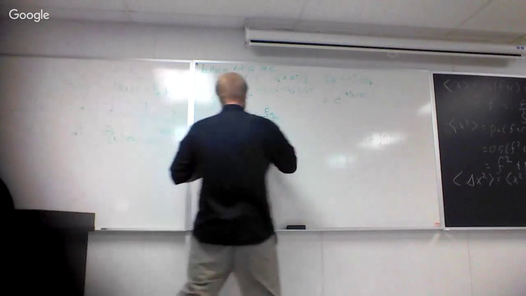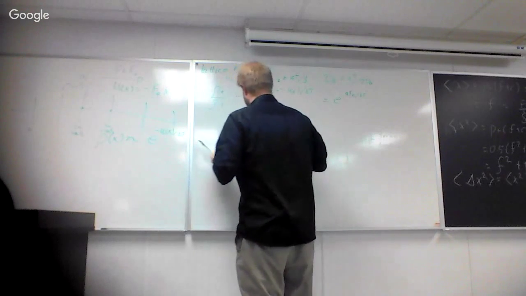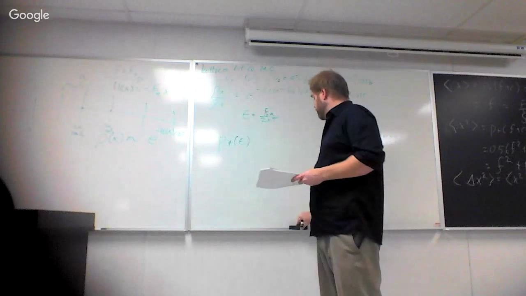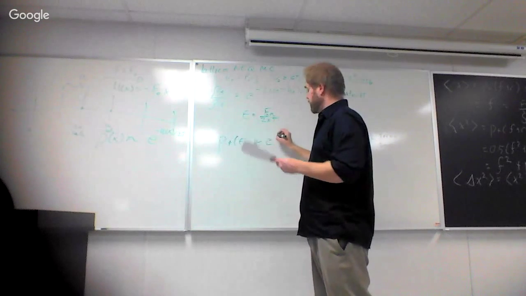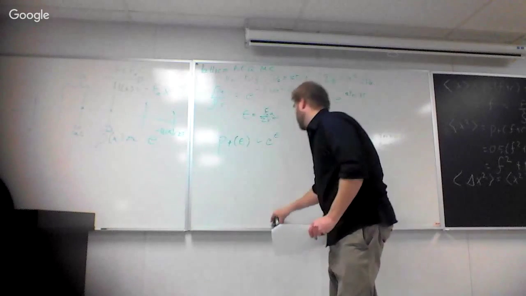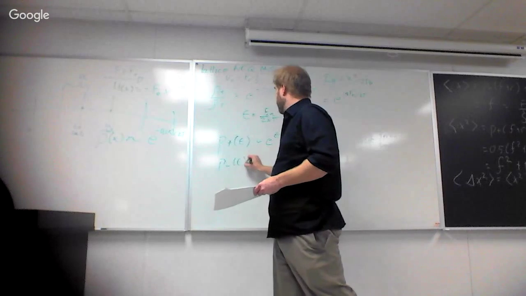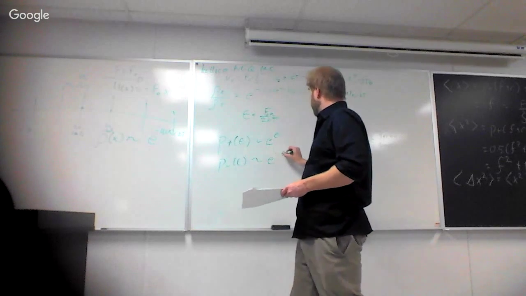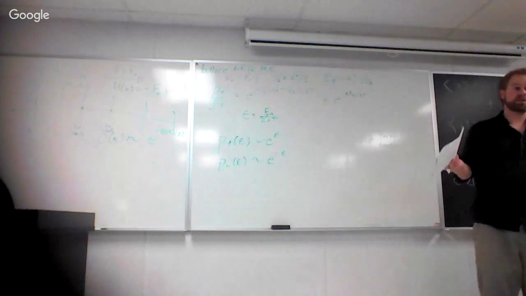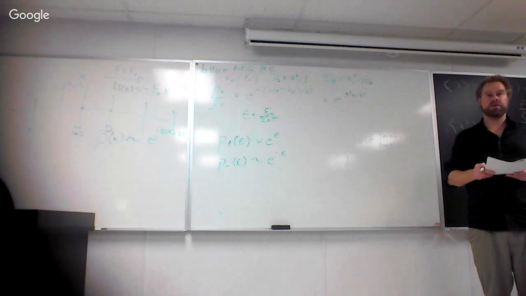So what I really want to get to is my probabilities. My positive jump is going to be proportional to e to the epsilon. And my negative jump is going to be proportional to e to the negative epsilon, because I'm just going in the other direction. It's all the same math. Cool?